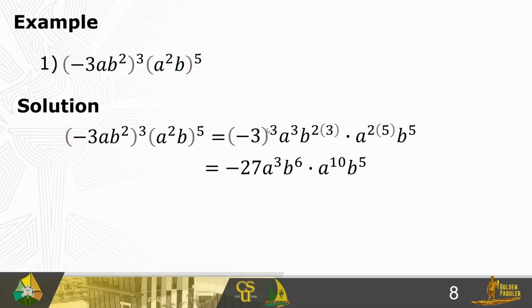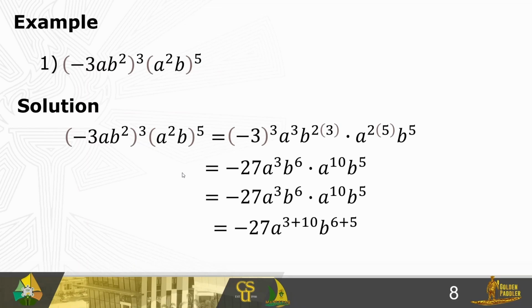And simplifying this one, negative 3 raised to the power of 3 is just negative 27, a cubed, and 2 times 3 is 6, so we have b to the power of 6 times a to the power of 10 times b to the power of 5. And since these have the same bases, we can apply the rule by adding their exponents. So we have a raised to the power of 3 plus 10 and b raised to the power of 6 plus 5. So we have negative 27, a raised to the power of 13 times b raised to the power of 11.